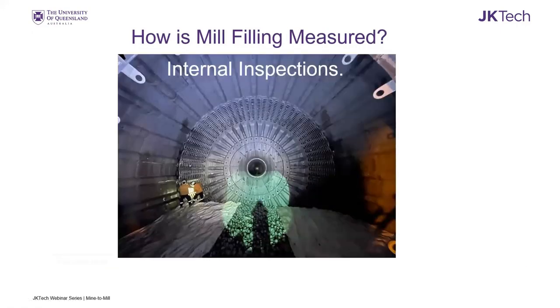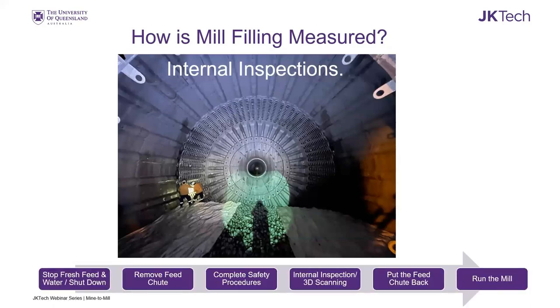So how is mill filling measured? The answer to this is internal inspections. It takes time, probably 3, 4, 6 hours, depending on the procedures on site. You have to stop the feed, shut down, remove the feed chute, and complete safety procedures. Internal inspection you can speed up with 3-dimensional scanning, then put the feed chute back and run the mill. You can just take 3 to 6 hours doing that.